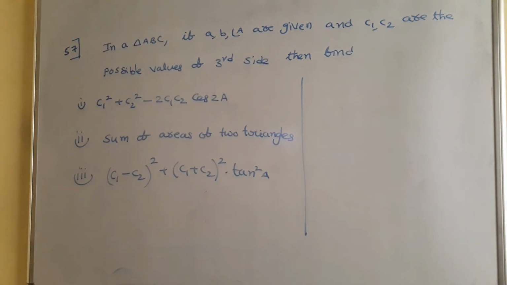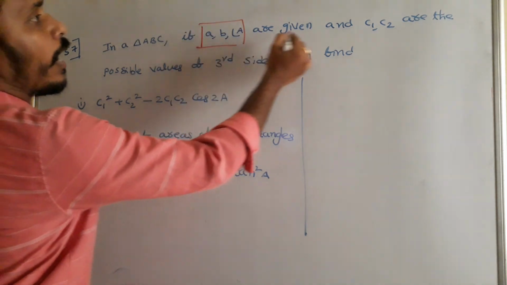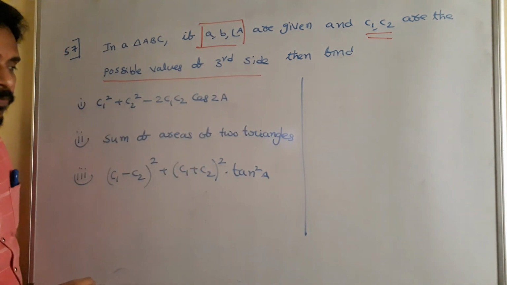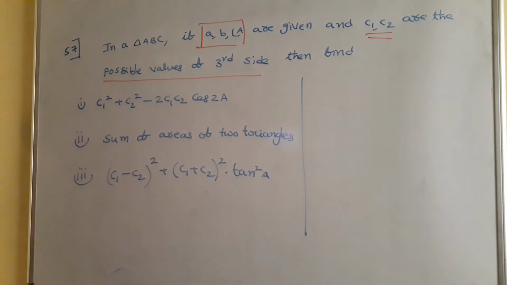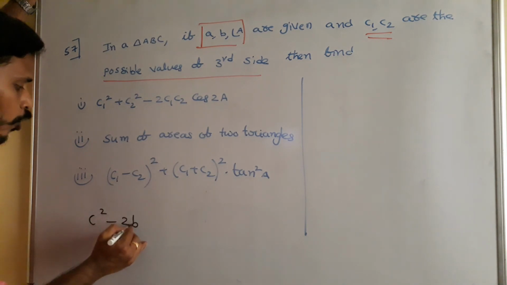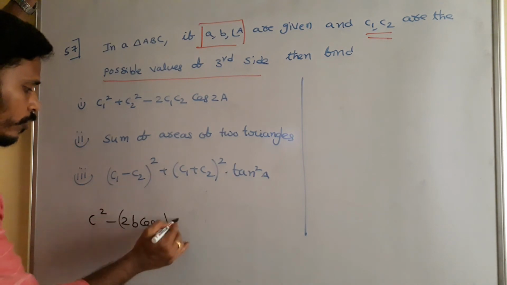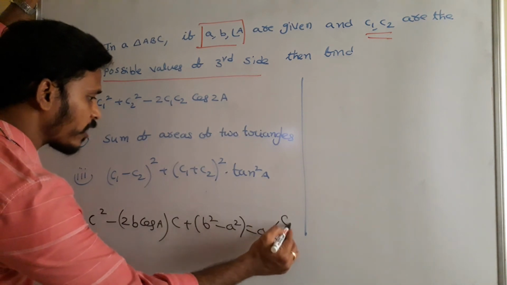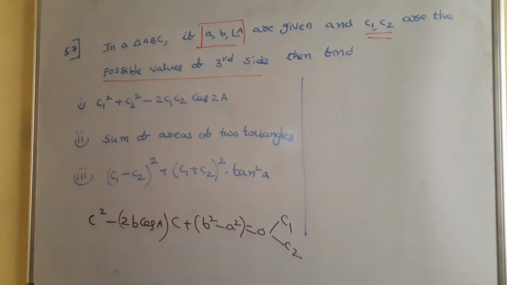The next problem, 57, is based on this ambiguous case. In a triangle ABC, as we discussed in the previous case, small a, small b and angle A are given, and c1, c2 are the possible values for the third side. Then we need to find all these three. As we discussed, c1, c2 are the roots of this equation. What is that equation? c square minus 2b cos A into c plus b square minus a square is equal to 0. It has two roots c1 and c2. That's what we discussed, right?